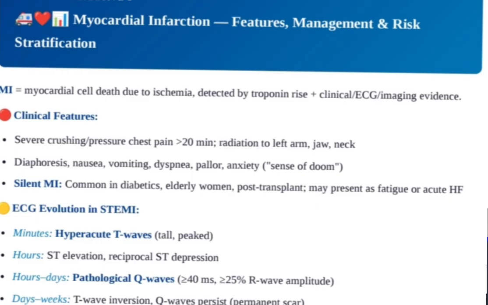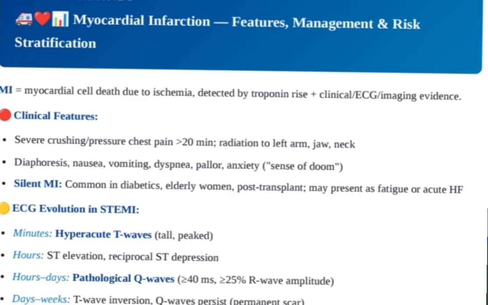Yeah, but an MI isn't just a static snapshot. It's a dynamic evolution over time. Let's walk through that timeline. Because in the first few minutes of a totally blocked artery, you see these hyperacute T waves. They get incredibly tall and peaked. It's like the electrical system is hyperpolarizing in distress. And then, within hours, that progresses into ST elevation, the classic STEMI pattern. And that ST elevation tells you it's a full-thickness transmural injury. The necrosis is spanning the entire wall of the ventricle.